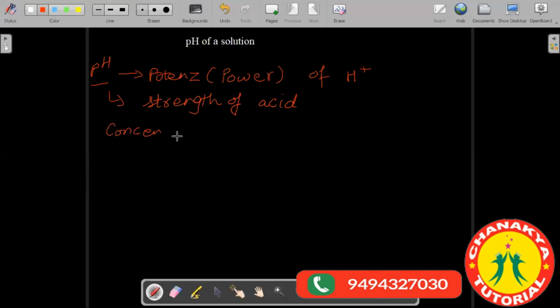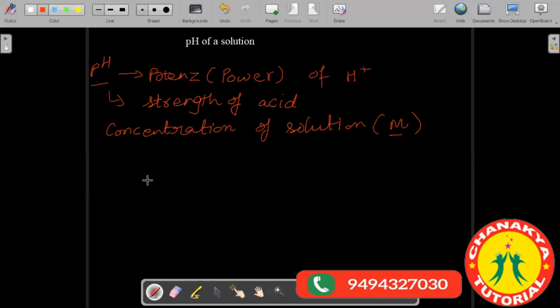Here I'll also talk about the concentration of a solution. We measure the concentration of a solution in molarity, written by capital M, which we call the molarity of the solution. The molarity measures the concentration of the solution. That means how much part of the solution is acid and how much part is water.